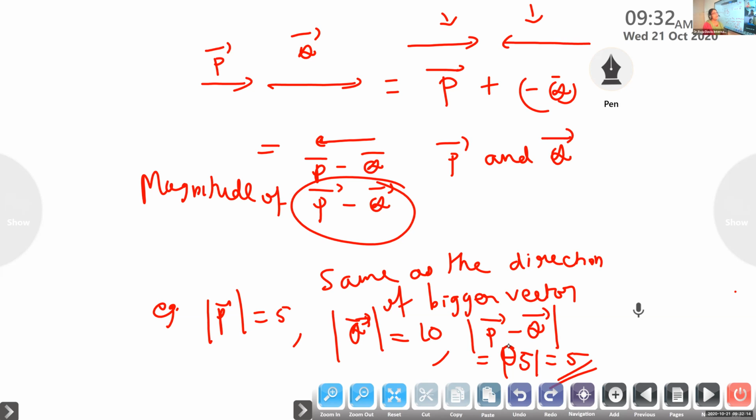Suppose Q is the bigger vector. When you subtract P minus Q, then the direction will be opposite to P. So that is the resultant vector direction.